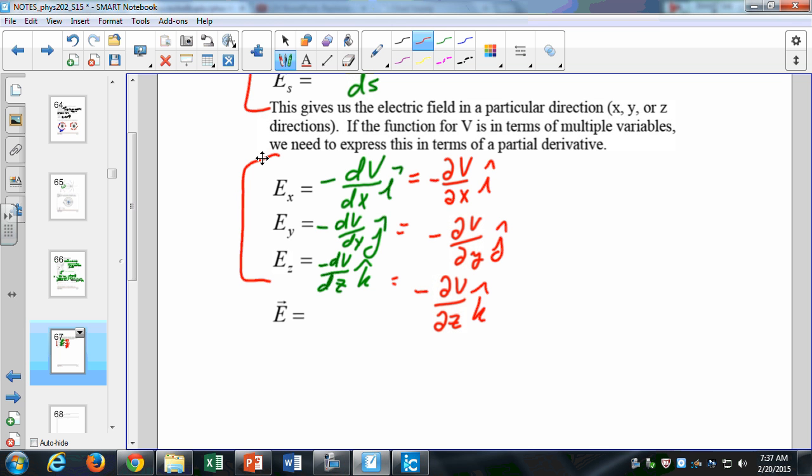So our electric field in vector notation will just be the sum of those three. Our electric field will equal Ex in the i direction plus Ey in the j direction plus Ez in the k direction.